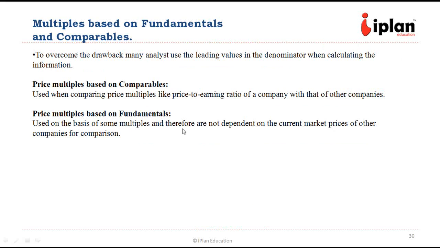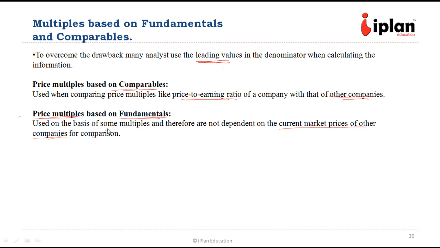Price multiples could be based on comparables, where we are comparing it with other companies, for example price to earning ratio of one company with some other peer, or it could be based on fundamentals. For example, price to book value, where we are not comparing it with other company, but we are looking at that price multiple in absolute terms. So it is not dependent on the current market prices of other companies for comparison.